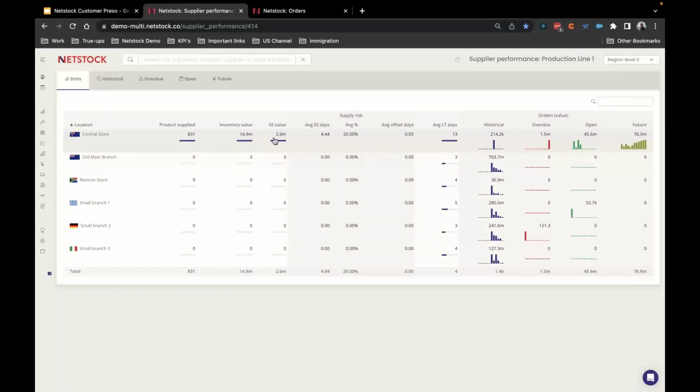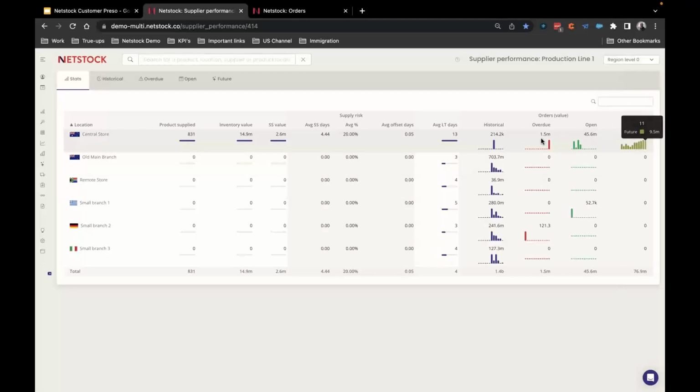They're not really getting it on time. And there's an average 4.44 days worth of safety stock that we're holding additional for that risk that we see from the supplier. We can have a look at historical purchase orders. We can have a look at overdue purchase orders with those inbound orders and open orders that are still on their way and when they're going to arrive. And we can also have a look at future purchase orders.